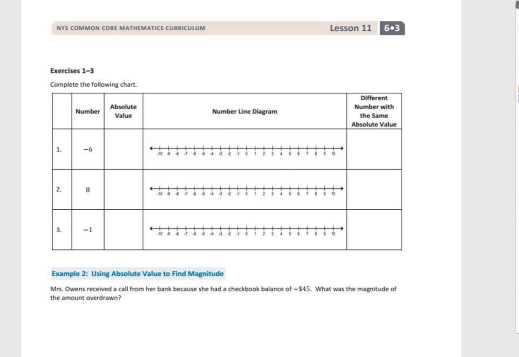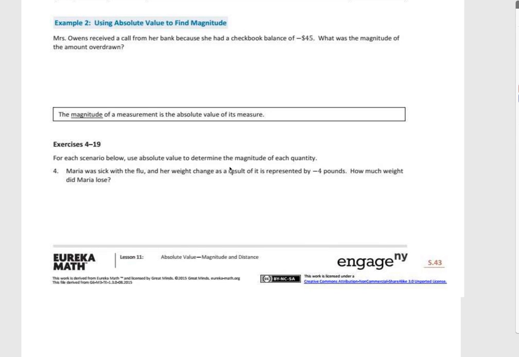All right, let's go ahead. Example 2. Mrs. Owens received a call from her bank because she had a checkbook balance of negative $45. What was the magnitude of the amount overdrawn? Now, magnitude is just the measurement in absolute value, so there is no positive or negative in the magnitude. So the absolute value of negative 45 is just how far away from 0, which is 45. So she overdrew her account by $45.